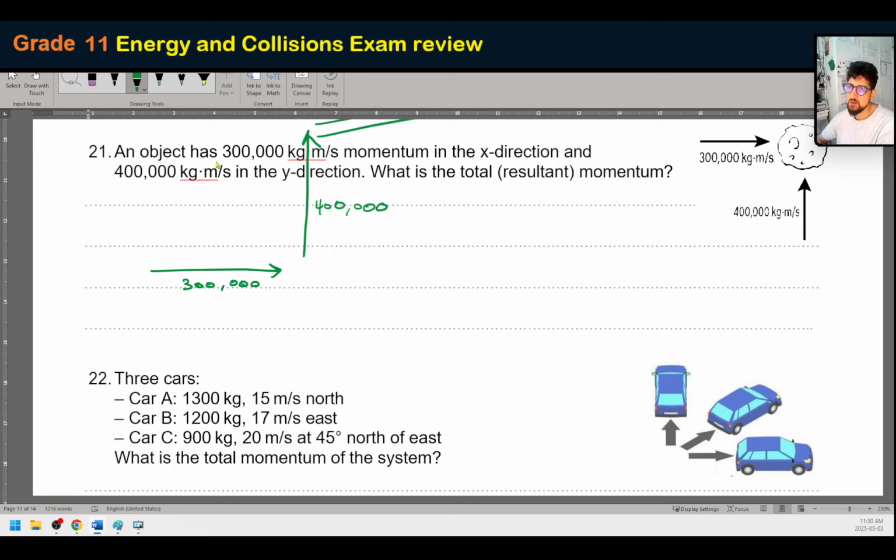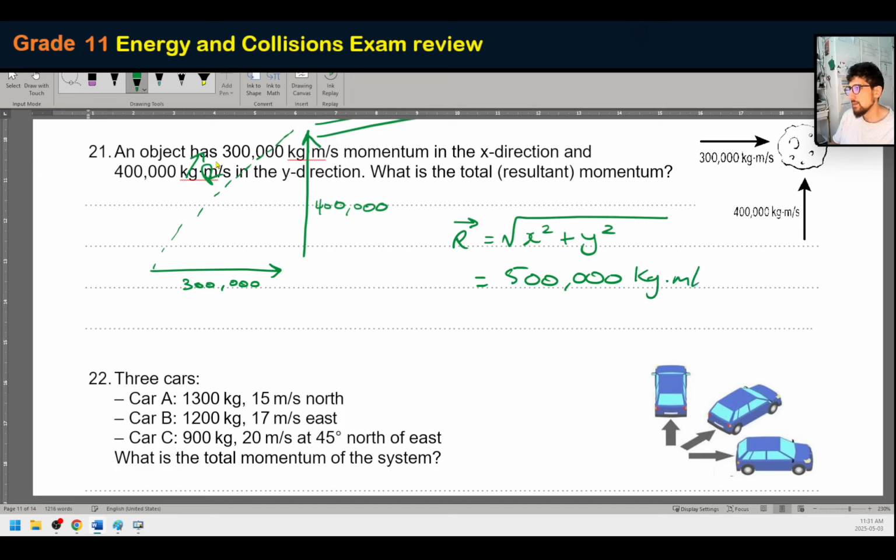Now we're trying to work out the resultant. So that's going to be r equivalent to the square root of x squared plus y squared. So it's going to equal the square root of 300,000 squared plus 400,000 squared. Actually, I don't even need to work it out. It's 500,000. Sometimes it's just habit. You try and check things in the calculator even though you know the answer. So that's the answer to that.